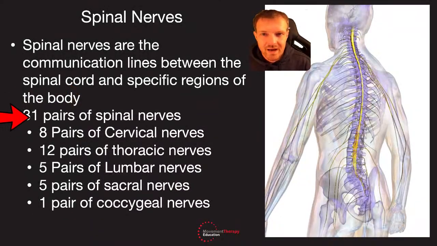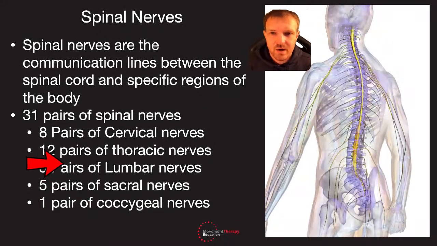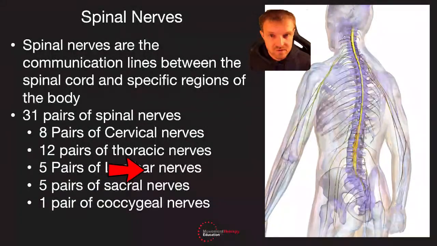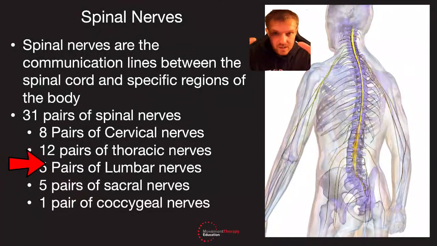Okay, so we have 31 pairs of spinal nerves, and we've had a look at the sacral nerves and the coccygeal nerves on the sacral plexus. We're going to be focusing on the 5 pairs of lumbar nerves over the next couple of weeks. Obviously we've got additional nerves in the cervicals and thoracics, and we've also got cranial nerves, and that's a whole session on its own. So 12 pairs of thoracic nerves, 8 pairs of cervical nerves, but we're going to focus on these 5 pairs of lumbar nerves. We'll do an overview this week, and then go into the lumbar plexus in the following weeks.